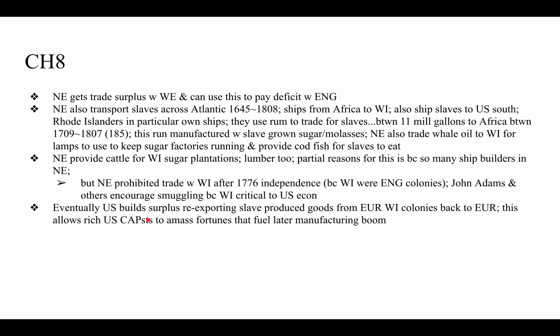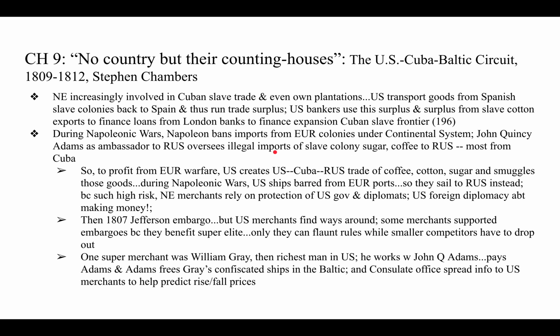Eventually, the U.S. builds a surplus, re-exporting slave-produced goods from European West Indies colonies back to Europe. This allowed rich U.S. capitalists to amass fortunes that fueled the later manufacturing boom. Chapter 9 is called No Country But Their Counting Houses, the U.S.-Cuba Baltic Circuit 1809-1812 by Stephen Chambers.